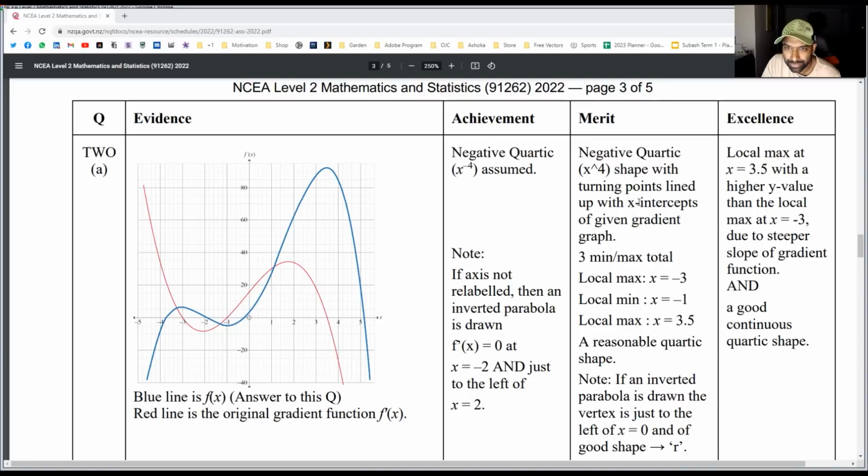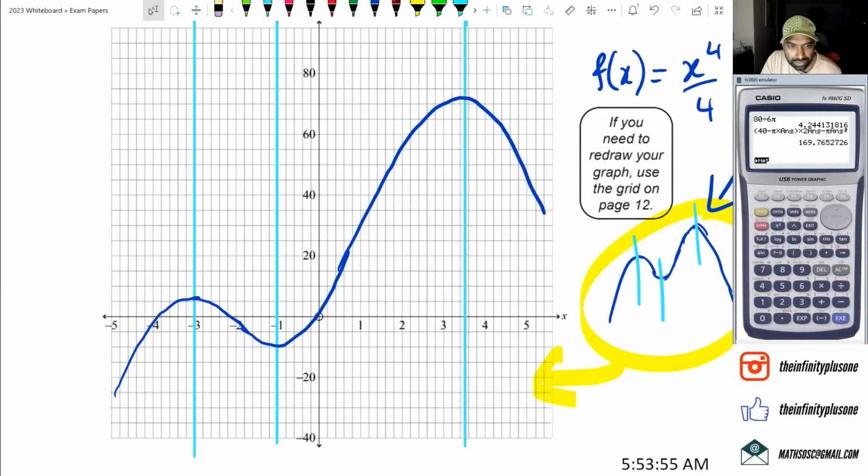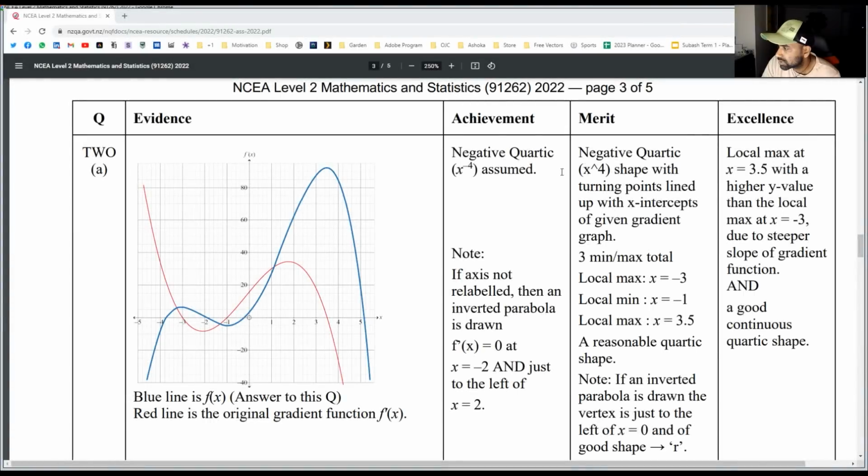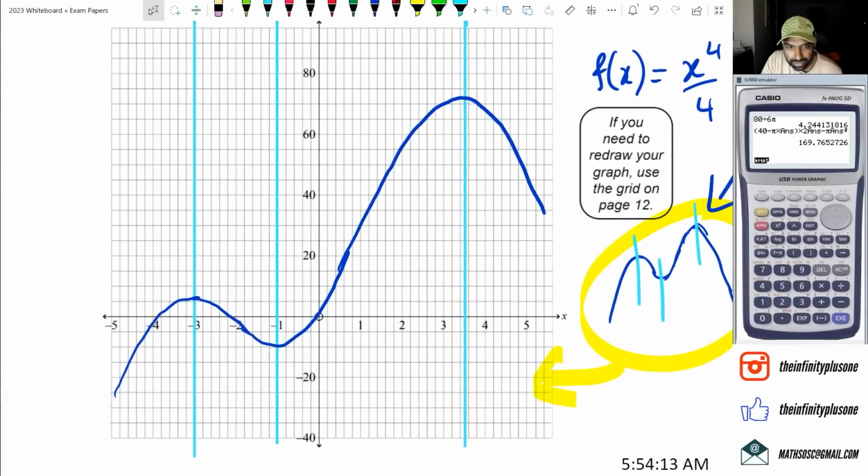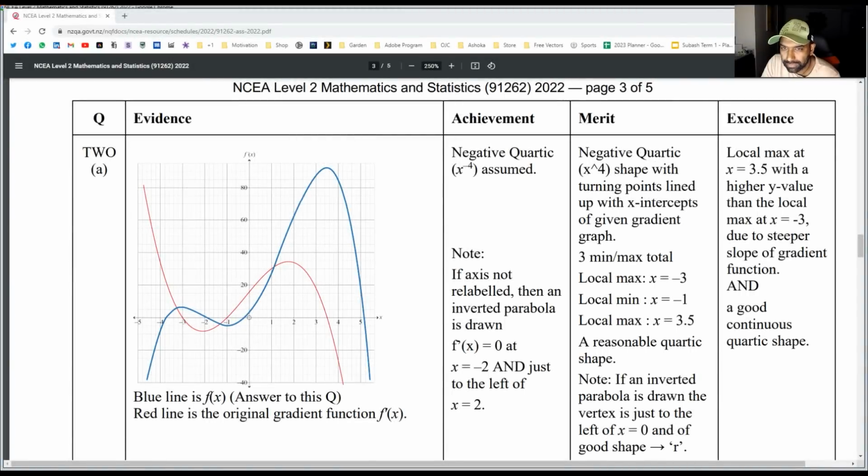Negative quadratic shape with turning points lined up with x-intercepts of the gradient graph, which we did. So it's -3, -1, 3.5. So if we go to my one, those are those 3 blue lines: -3, -1, and 3.5. So that's all good here. And then finally, local max at 3.5. So it has a higher y value than the local max at 3 because of the gradient shape. So you can see this is my local max 1 and 2, and obviously the one at 3.5 is much higher. So as you guys can see, that is pretty much what we're looking at for excellence.